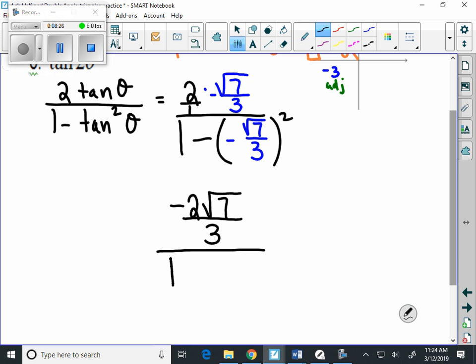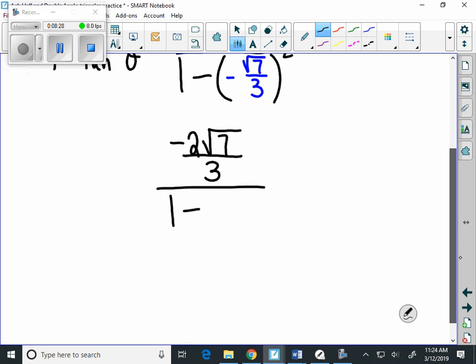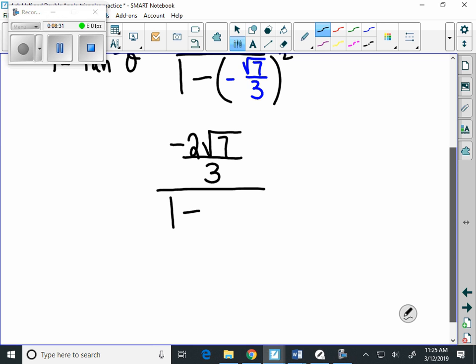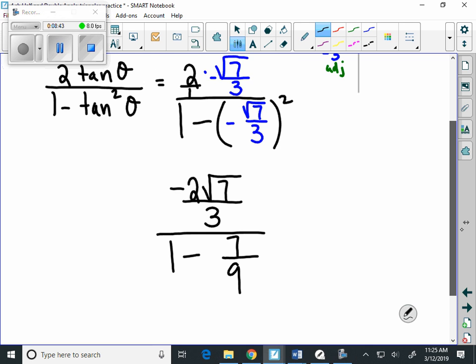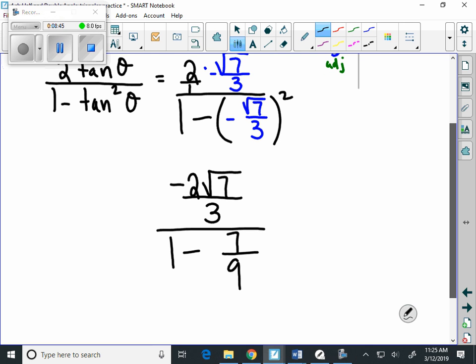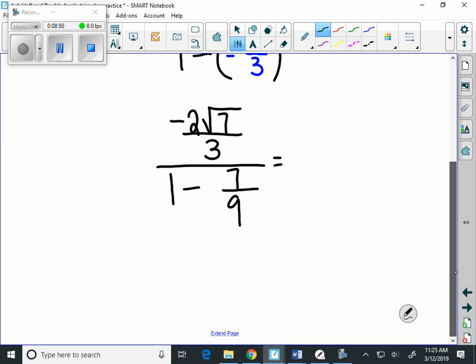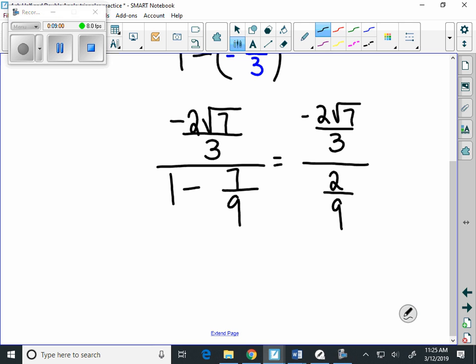Down here in the bottom, 1 minus, when we square this, square root of 7 times square root of 7 is 7. 3 times 3 is 9, and it was negative. Negative times negative is positive, so when we simplify this, we get 7/9. And one thing that you can type in your calculator is 1 minus 7/9. I'm not going to type it in, but we get 2/9. And then we've got our negative 2 square root of 7/3.